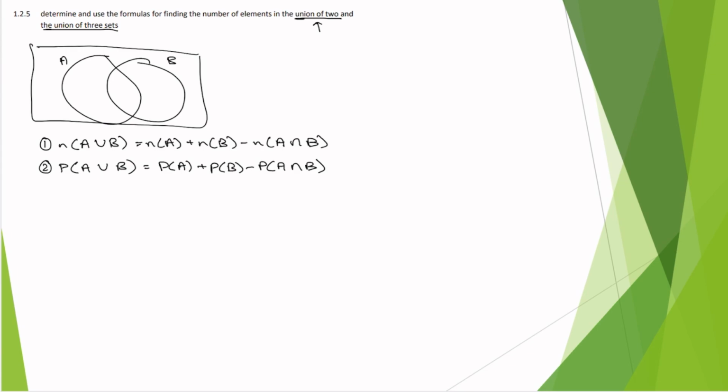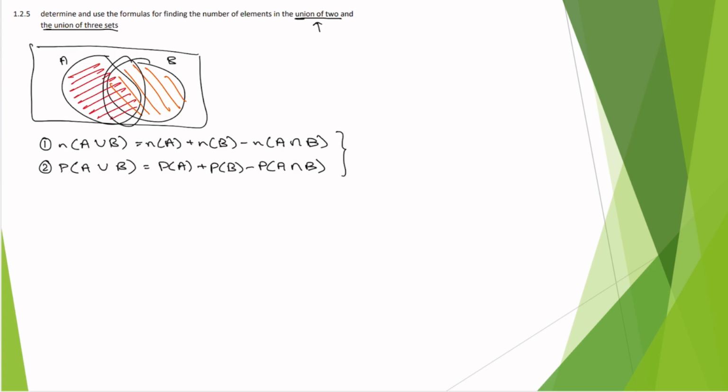The reason why it works is if we look at A as this region here, and then we look at B in this form here, what we can see is that if we add A and B, we're going to count the intersect of A and B twice. And so we need to subtract it once. In doing so, we count each position in the union of A and B once. And that's how we get these formulas.